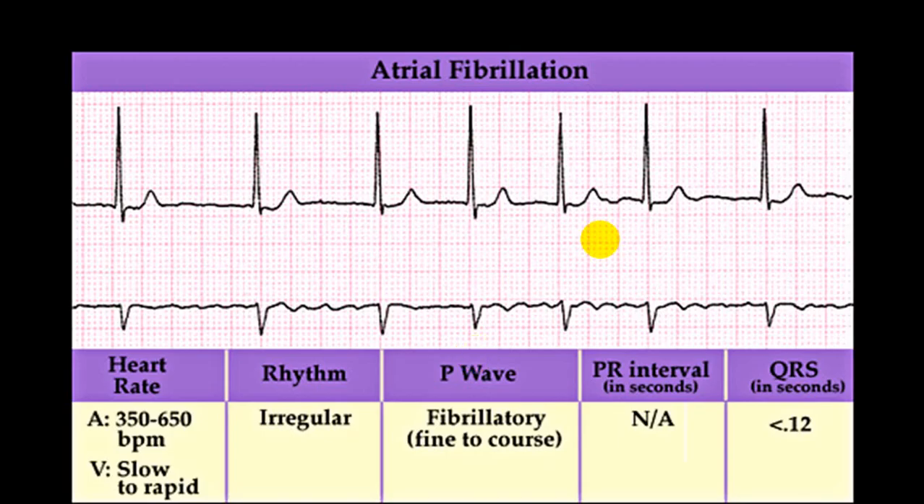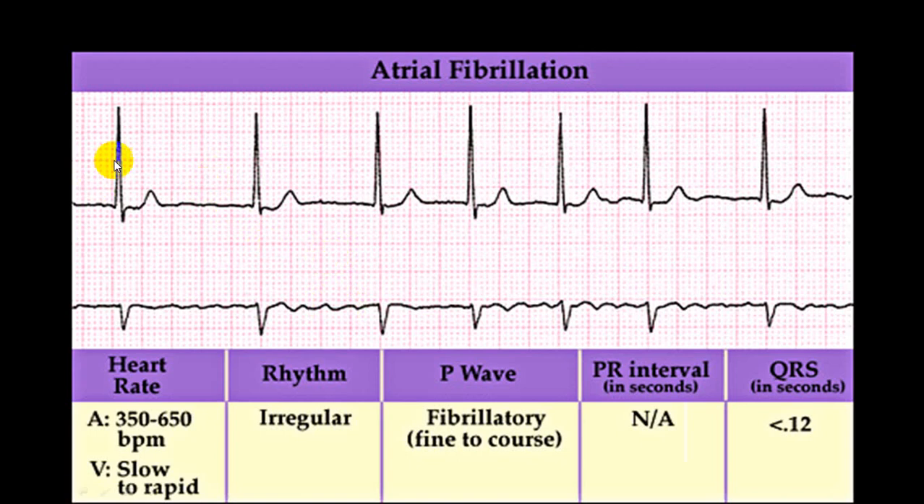So this is an example, you can see the RR interval. It is constantly changing. It is not regular. And in an isoelectric line, you can hardly see any P wave complexes. Here you can see a little zigzag line. These are called fibrillatory waves, or we call them F waves. So this is a classical example of atrial fibrillation.